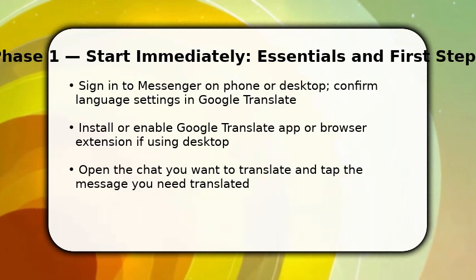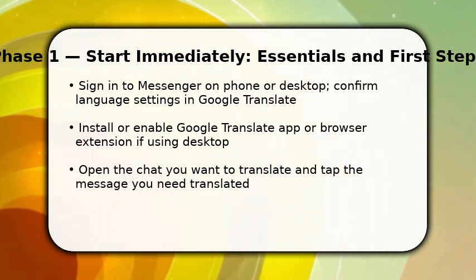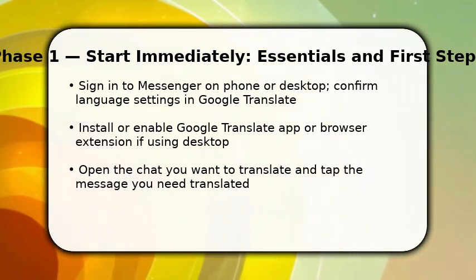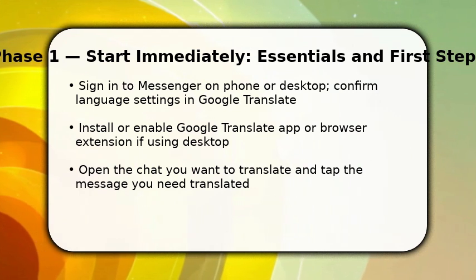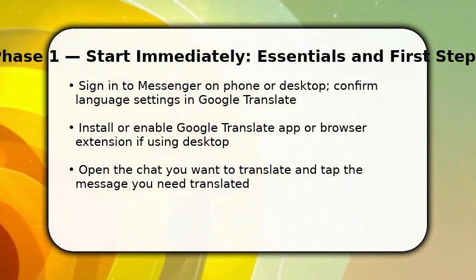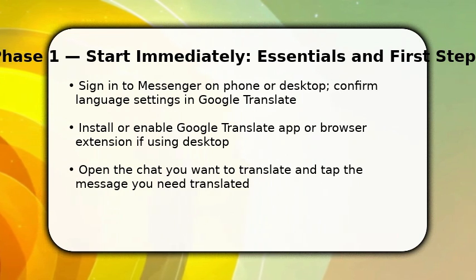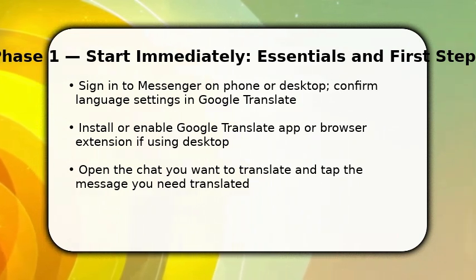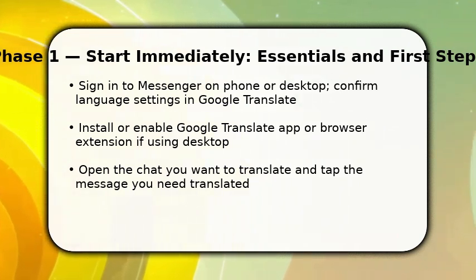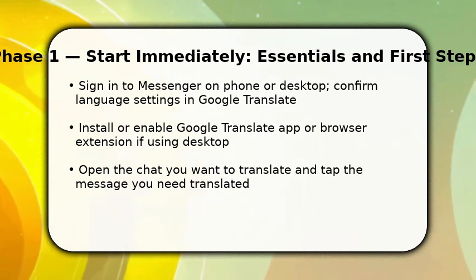You start by confirming prerequisites. You're signed into Messenger, and Google Translate is installed or enabled. Open the conversation, then select the message to translate. Tap and hold on mobile or right-click on desktop to reveal options. This gives you the exact text to pass to translate.